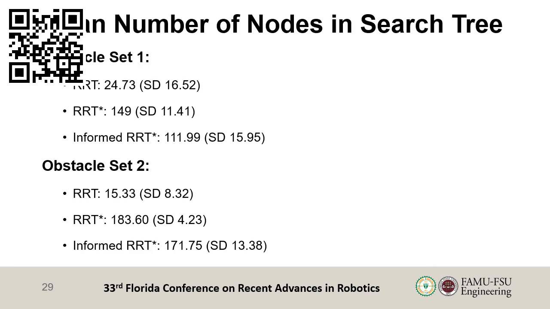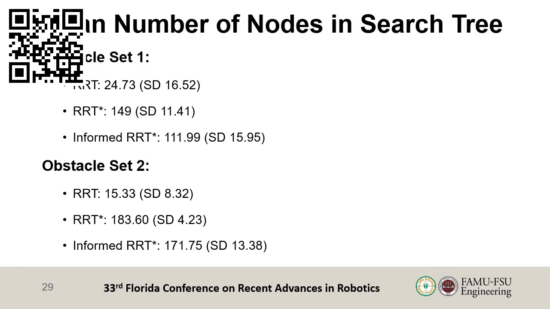For the first obstacle set, the mean number of nodes in the search tree were 24.73, 149, and 111.99, with standard deviations of 16.52, 11.41, and 15.95 respectively. For obstacle list 2, the mean number of nodes in the search tree were 15.33, 183.60, and 171.75 with standard deviations of 8.32, 4.23, and 13.38 respectively.